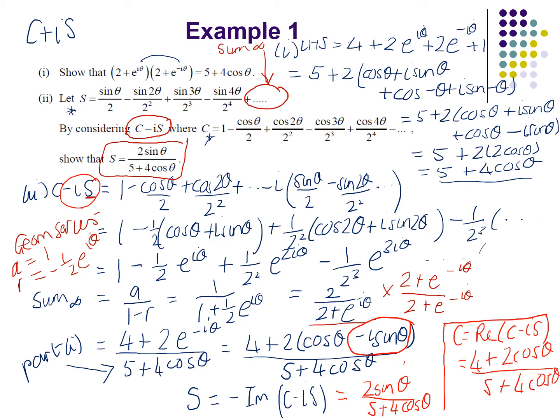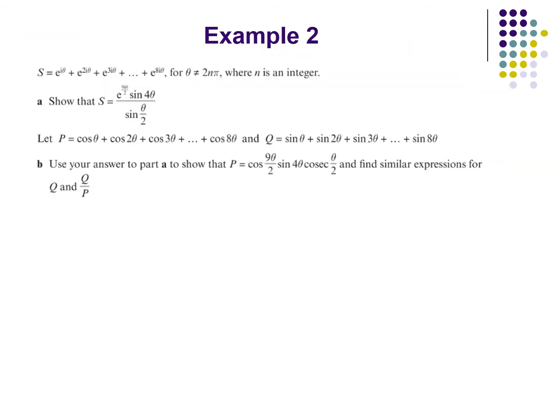These are quite complicated questions, okay, but if you work your way through it, if there's a part I to it, make use of the part I to help you. If there isn't, then consider C plus iS and make yourself one of these geometric series in terms of e to the i thetas. That's the way to go forward with these. Right, on to example number 2 then.